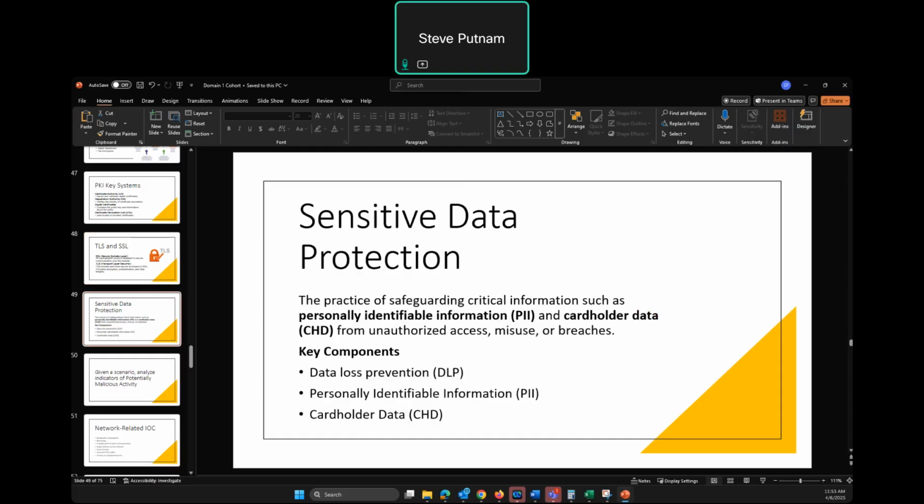So, sensitive data protection. What is sensitive data protection? It's the practice of safeguarding critical information such as PII and cardholder data from unauthorized access, misuse, or breaches. Some of the key components are DLP, PII, and CHD.